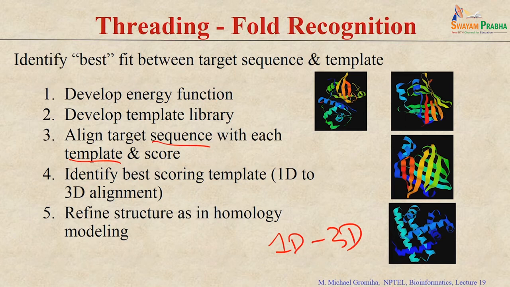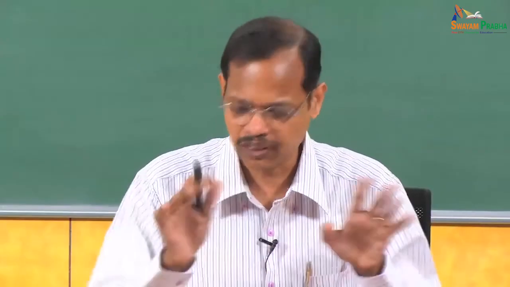The score depends on the statistical potentials, how far the residues are close to each other, or what the environment is based on physical chemical properties, and how about the gap. Based on that they develop the energy functions and they compare, right. This is the kind of 1D to 3D alignment. Once the fold is set, then they can use the homology modeling and the energy minimization to refine the structure.